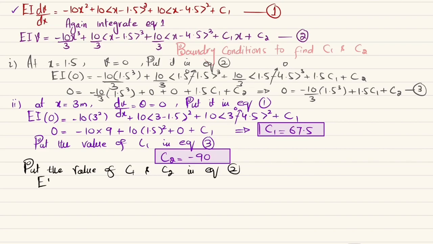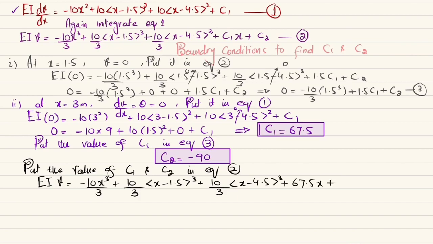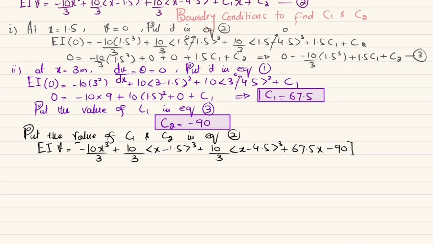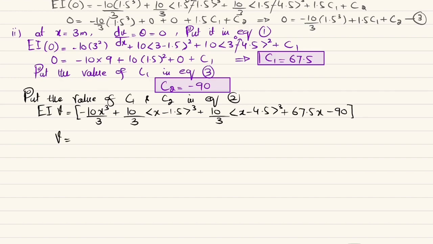So you will get EI into V is equal to minus 10 times x cube over 3 plus 10 by 3 into x minus 1.5 whole cube plus 10 by 3 into x minus 4.5 cube plus C1, which is 67.5x, plus C2 is minus 90. So I will correct it. This is minus 90.